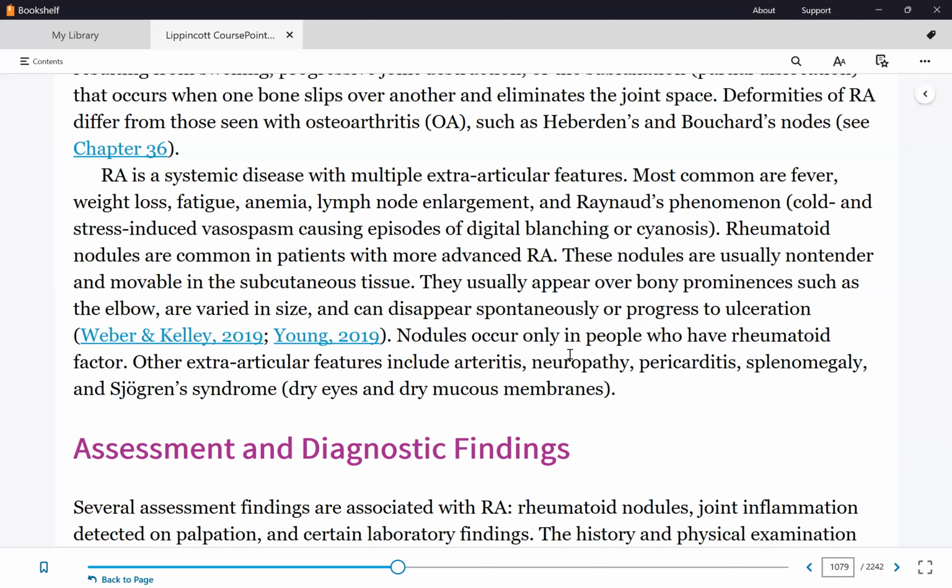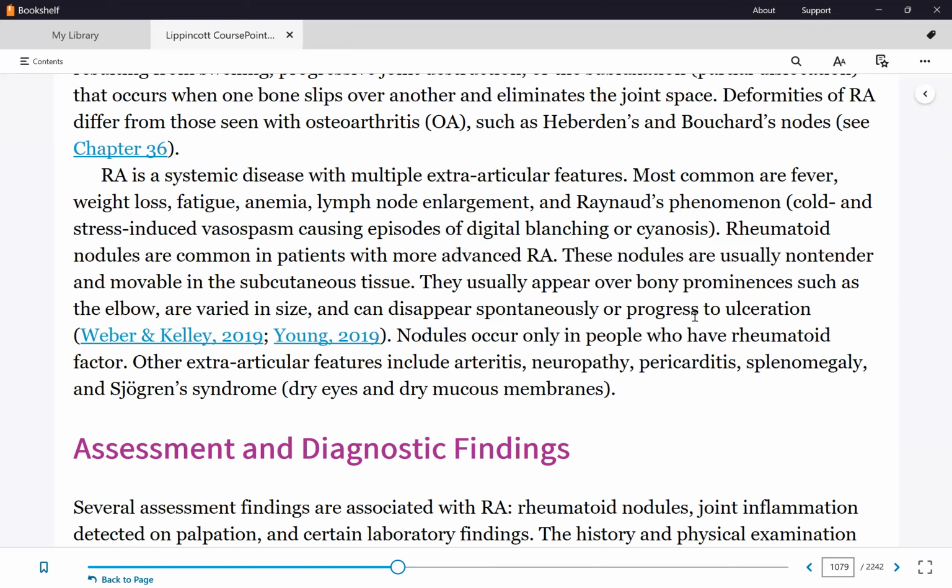Usually when these patients have rheumatoid arthritis, other syndromes follow, and these are a few of the syndromes that they have. So you've got arteritis, especially arteritis of the temporal artery, which is inflammation of arteries. So it causes a massive headache, neuropathy, pain in the hands and feet, pericarditis.